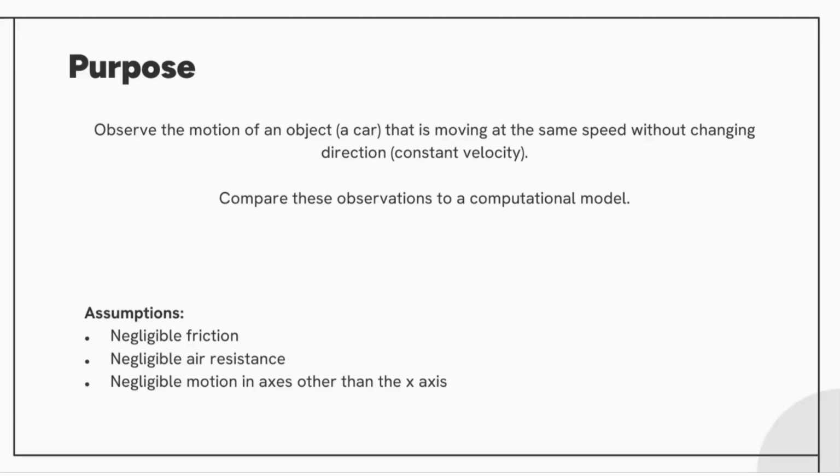Before doing this experiment, I made the assumptions that there are negligible friction, negligible air resistance, and negligible motion in axes other than the x-axis in order to maintain a net force of 0 and also to make sure that I'm only looking at the motion in the x-axis.